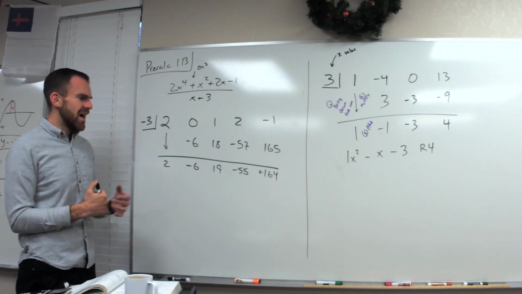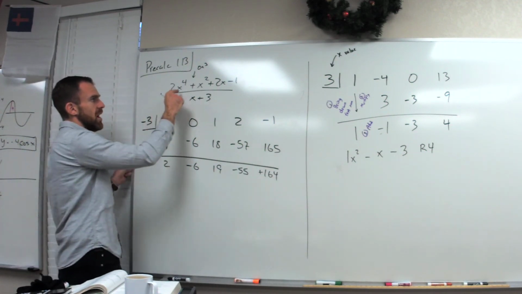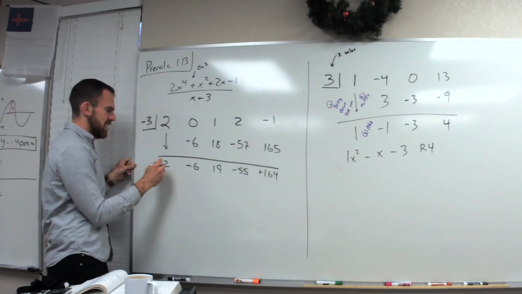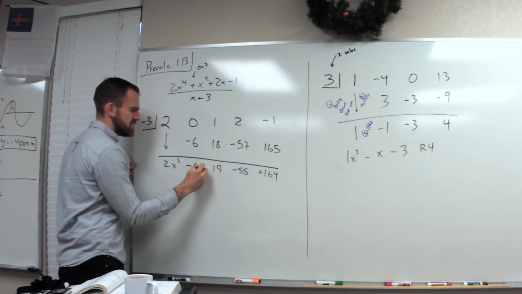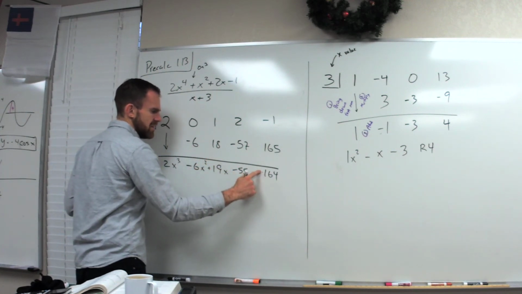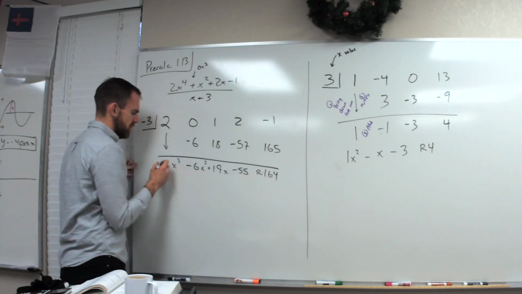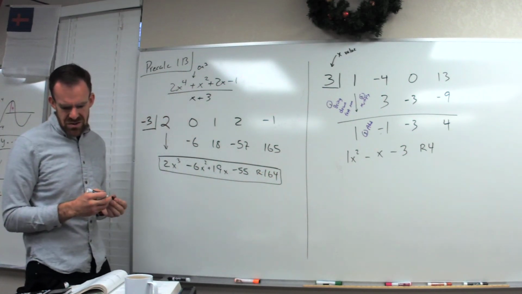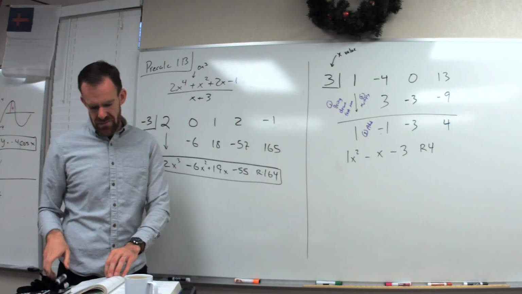But you still need your x's back. So remember, x to the 4th divided by x is going to give you 1 power lower. So it's going to be x cubed, x squared. Put in the plus signs as you need them. And then your last term is the remainder. So that's your result of long division.